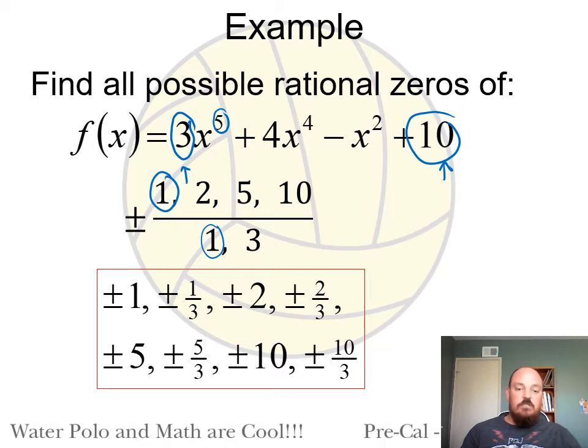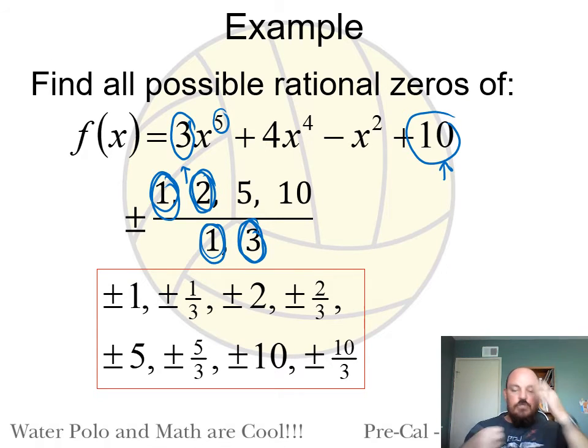And then my next answer is plus or minus 1/3. That comes from putting the 1 over the 3. And then I repeat with every number on top. I have plus or minus 2. That comes from putting 2 over 1. And then plus or minus 2/3. That comes from putting 2 over 3.